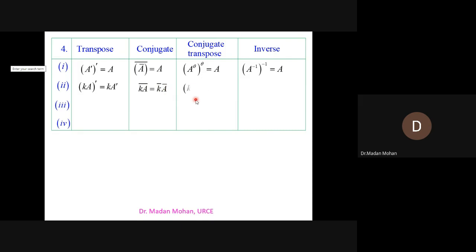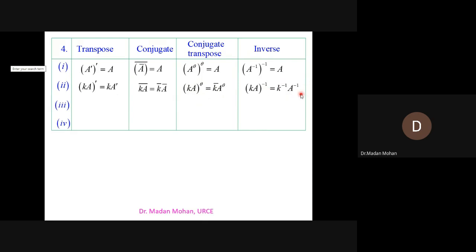Similarly, KA whole power theta is K bar A power theta, it is not K power theta, please. The reason: K is a number. Conjugate transpose. Transpose won't affect a number, because all the entries multiply with K. But conjugate affects K, because K can be a complex number. When K is 2 plus 3i, it is 2 minus 3i. Therefore, KA whole power theta is K bar A power theta. Small difference. Here K is a number. Similarly here, KA whole inverse is K inverse A inverse. It is right, please.